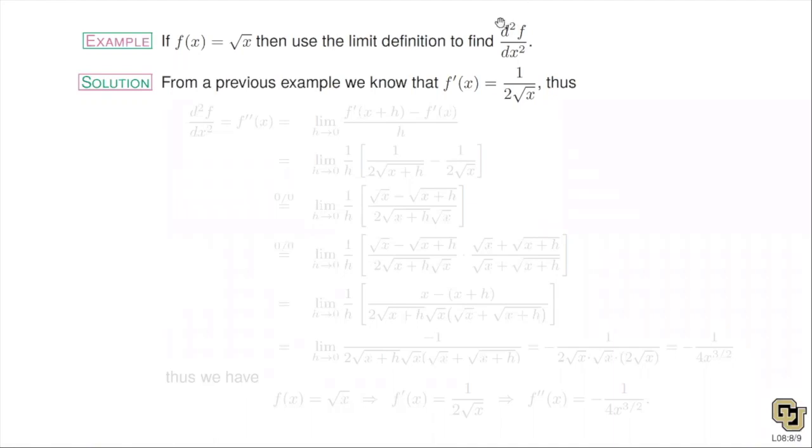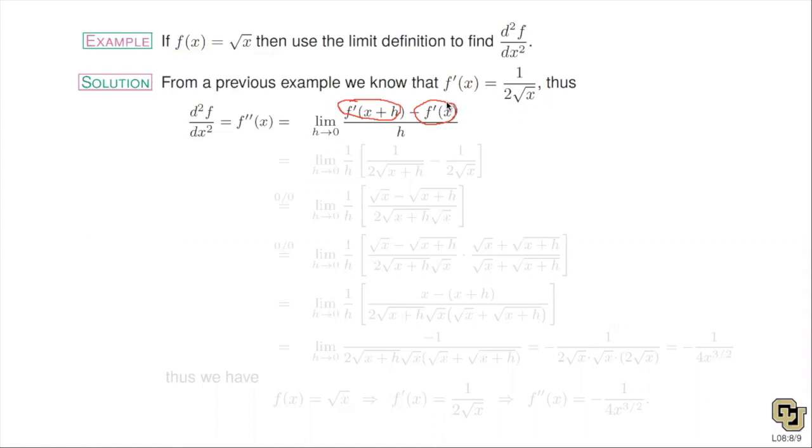So in a previous example, we had shown, using the limit definition, that the derivative of the positive square root of x is 1 over 2 root x. And so now to find the second derivative, we're going to do a limit definition on the first derivative. And folks, in class, this will probably be the last time we do a derivative this way, thank goodness.